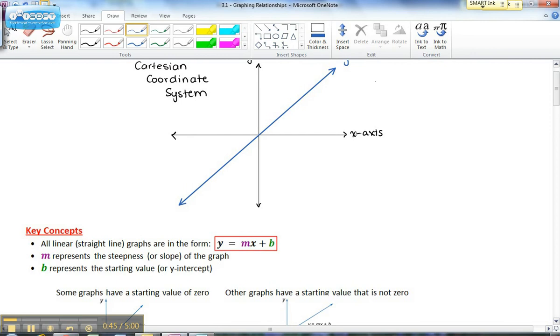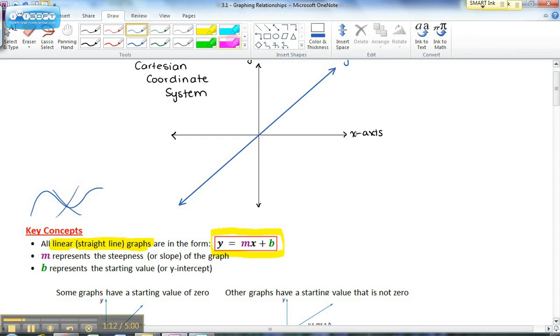This line, like all lines, is shown and written in the form of y equals mx plus b. This is the general equation form for any line graph, or what we call linear graphs. These linear graphs are straight lines, so there can't be any curves or waves in them. Those will not be considered a linear graph.